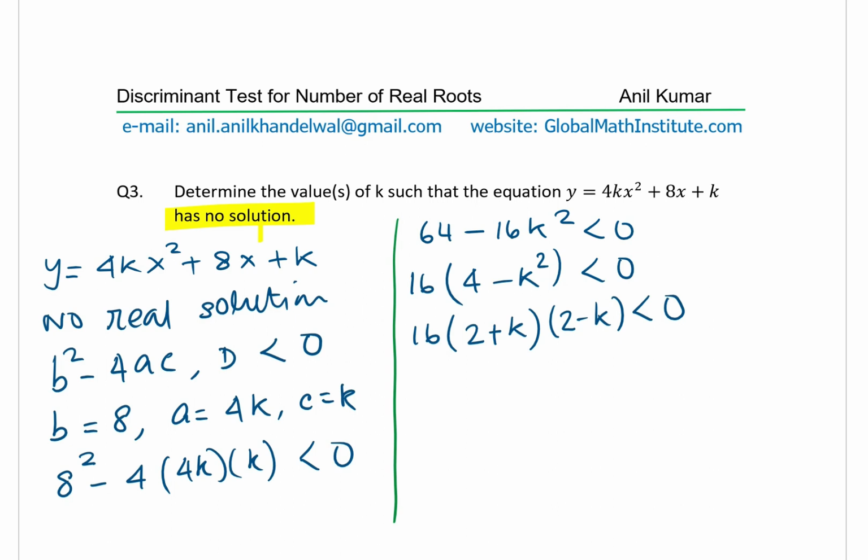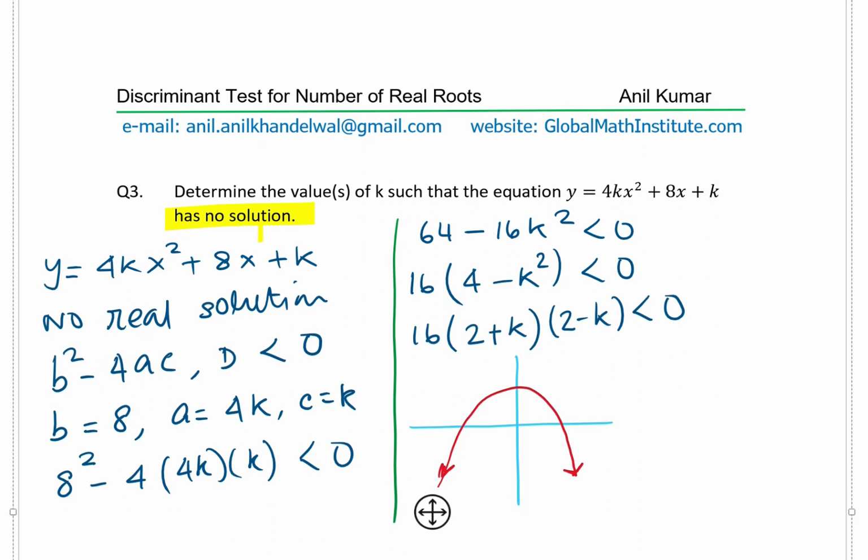So what we get here is 16, 2 plus k and 2 minus k less than 0. So if you graph this, how will your graph look like? In the graph, we are only interested in figuring out the intervals where the graph is positive or negative. So it'll be upside down, kind of like this. Correct? So that is how the graph is going to be, where the solution will not be found.